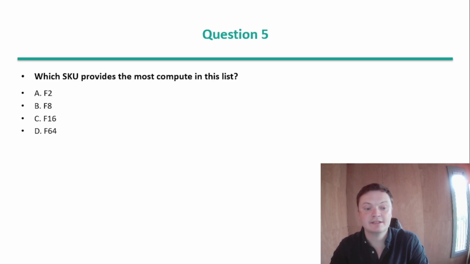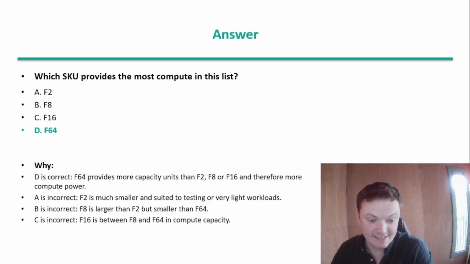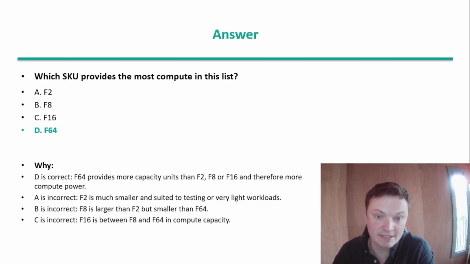And the final question, which SKU provides the most compute in this list? So of course that is F64, which provides the most capacity units rather than F2, F8 or F16. If the question was about pricing, F2 would be the cheapest and F64 would be the most expensive.